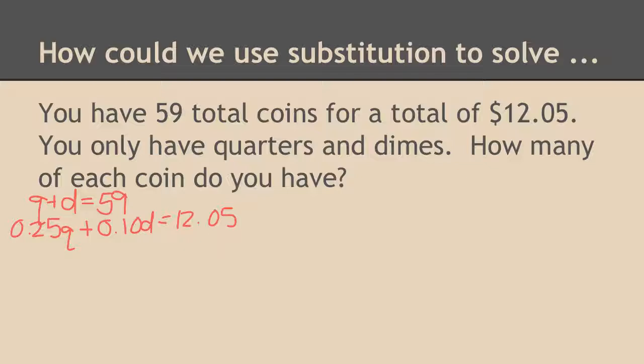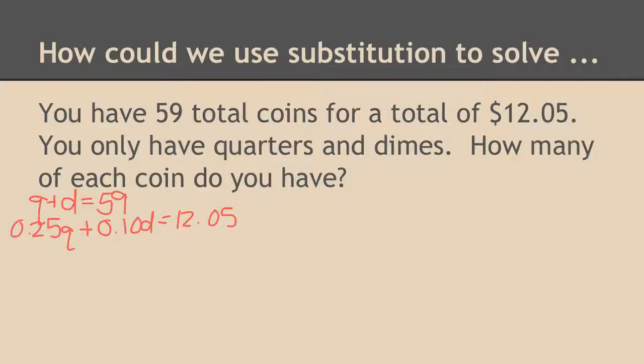So here are my equations. You have to pay attention to whether you're counting coins or you're counting value. There's our bell. All right, so it says I have quarters and I have dimes, and that gives a total of 59 coins. But then when I start talking about value, I have to take how many quarters I have times 25 cents and how many dimes I have times 10 cents, and that equaled $12.05.